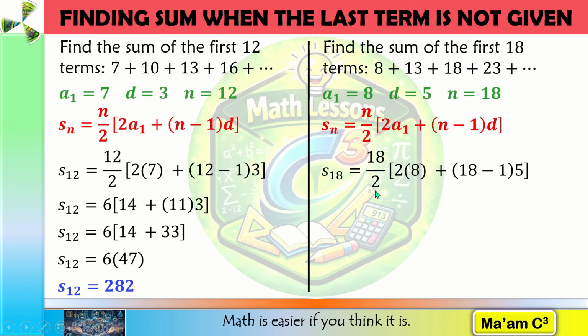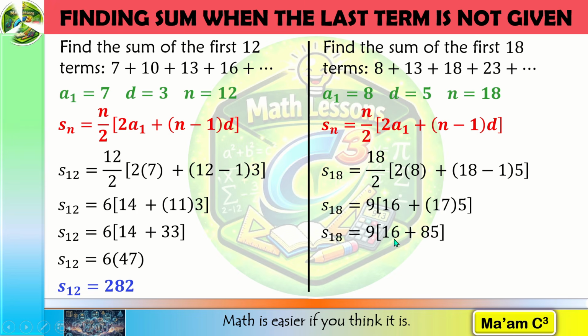18 divided by 2 is 9. 2 times 8 is 16. 18 minus 1 is 17. 17 times 5 is 85. 85 plus 16 is 101. And 101 times 9 is 909. So the sum of the first 18 terms of this series is 909.